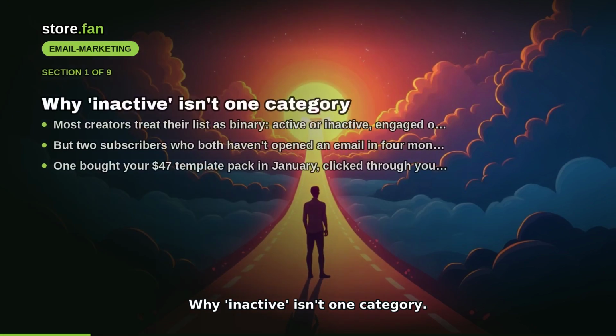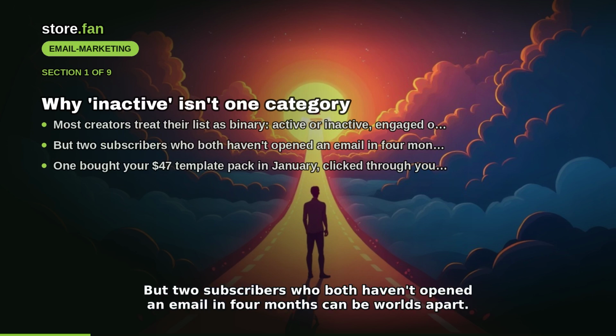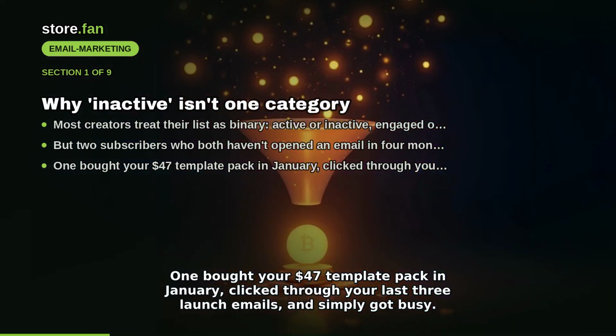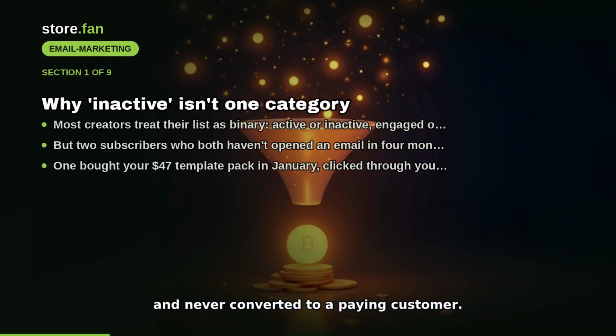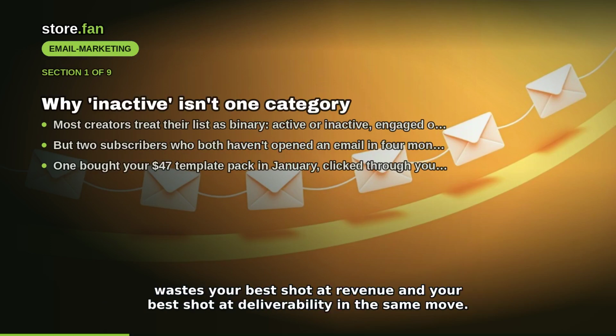Why inactive isn't one category. Most creators treat their list as binary: active or inactive, engaged or dead weight. But two subscribers who both haven't opened an email in 4 months can be worlds apart. One bought your $47 template pack in January, clicked through your last 3 launch emails, and simply got busy. The other joined your free lead magnet list 14 months ago, has never opened a single send, and never converted to a paying customer. Treating those two the same, either both getting sunset or both getting the same re-engagement blast, wastes your best shot at revenue and your best shot at deliverability in the same move.